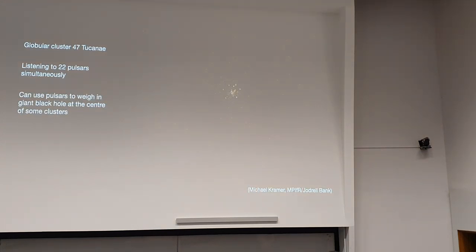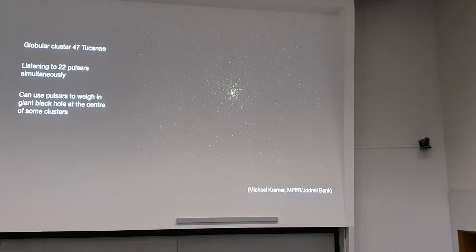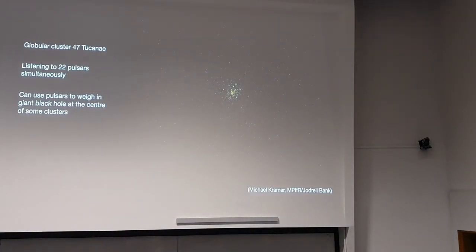Something else that's pretty cool is we often find pulsars in other clusters. This one's called 47 Tuc. It's got 20 odd pulsars. There's another one that we're observing a lot these days with a telescope called MeerKAT, and we're now at something like 60 odd pulsars in the same cluster.